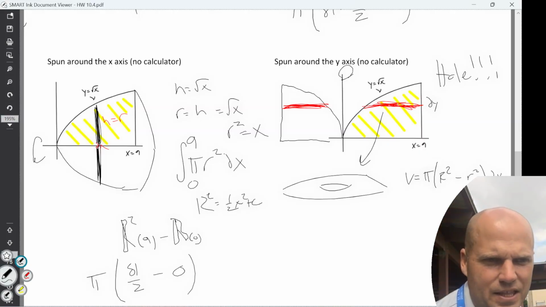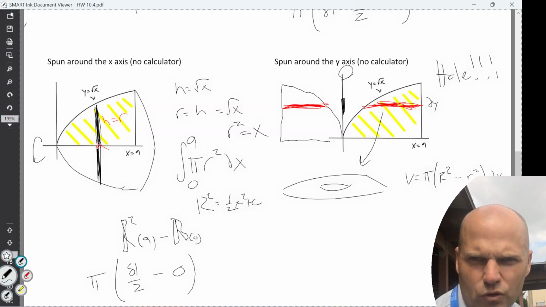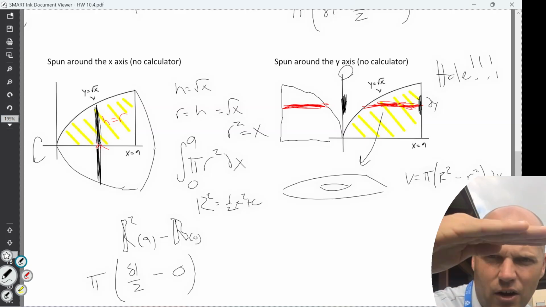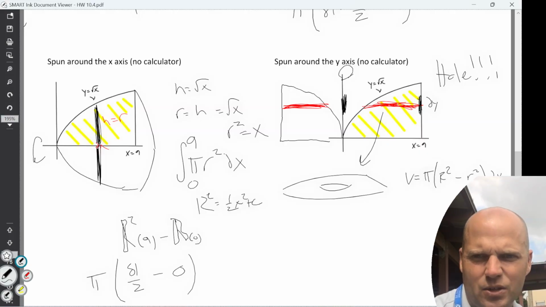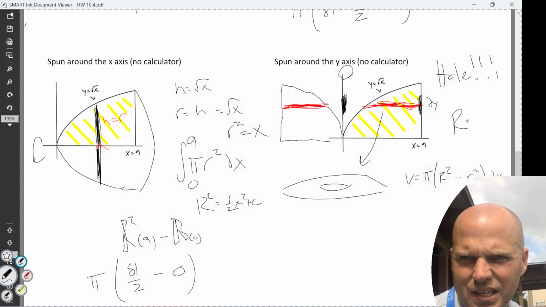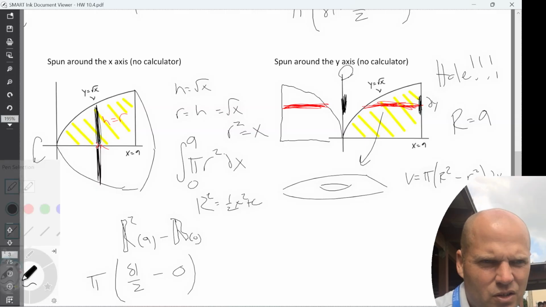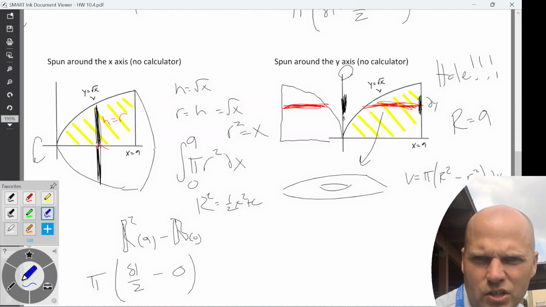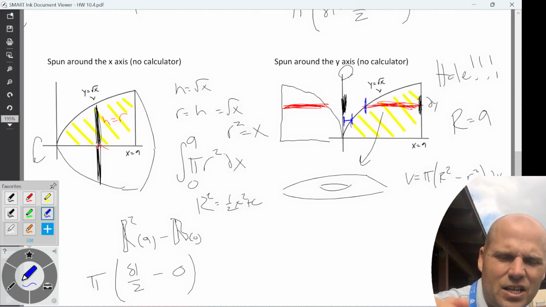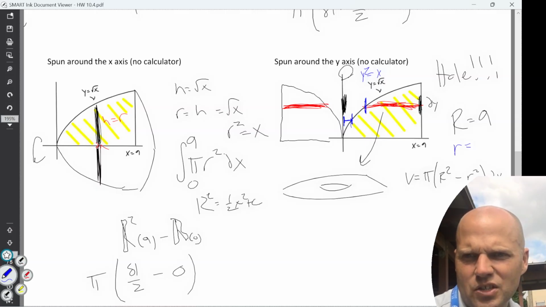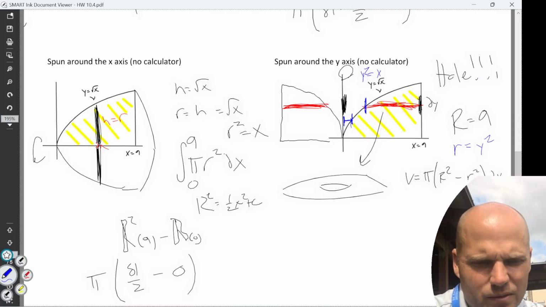Well, you need to think about where your radiuses would be centered, right here. The outer radius always goes, and you can put your pencil down, you can say, okay, my outer radius always goes to x equals 9. I'm going to call my outer radius x equals 9. My inner radius will always go to x equals y squared. My inner radius will always go to y squared.